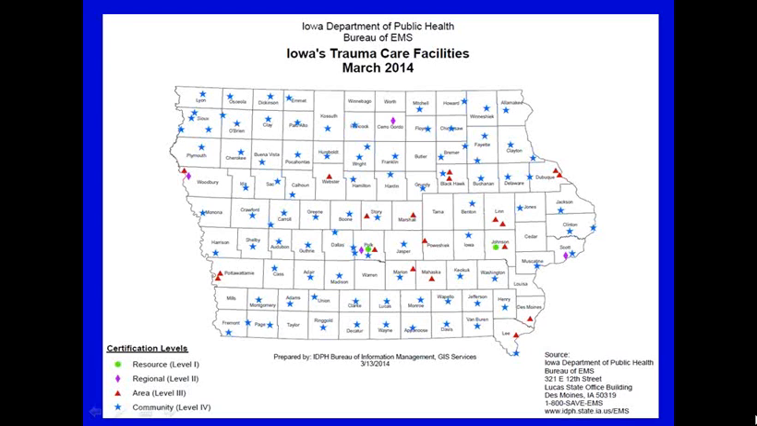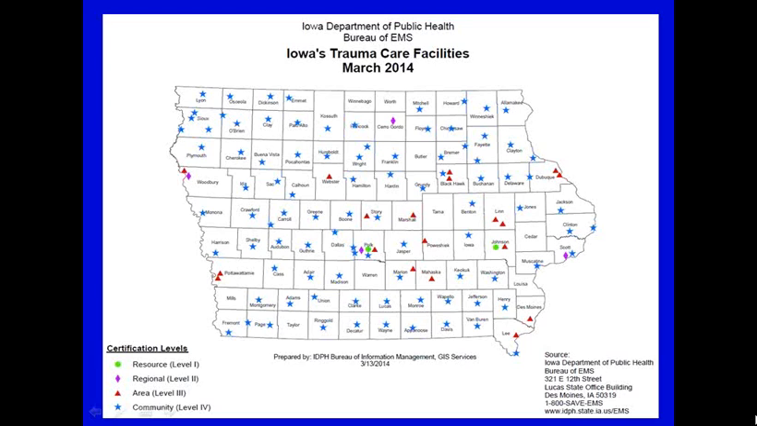Let's go with level 2 trauma care facilities. With the diamond, we have the one in Woodbury County, which would be Mercy. We have one over in Cerro County, which would be Mason City. One, of course, in Des Moines, which would be Mercy. One over in Scott County. So not very many.